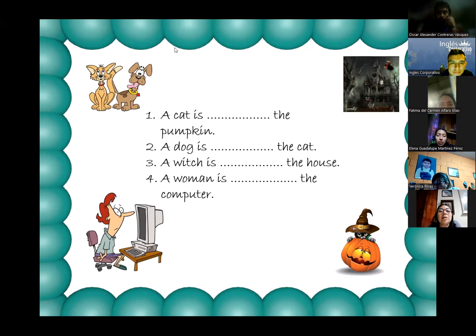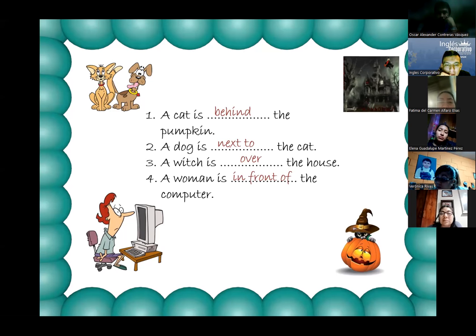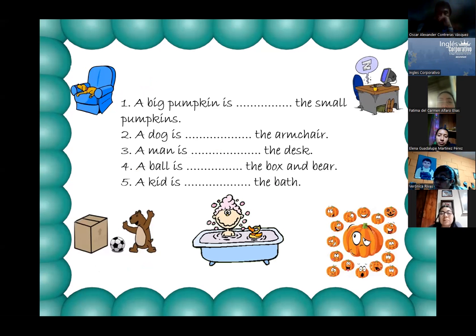Okay, let's start. Number one, a cat is behind the pumpkin. Behind, very good. A dog is next to the cat. A witch is over the house. A woman is in front of the computer. Excellent. Very good. Okay, now this. One more time.